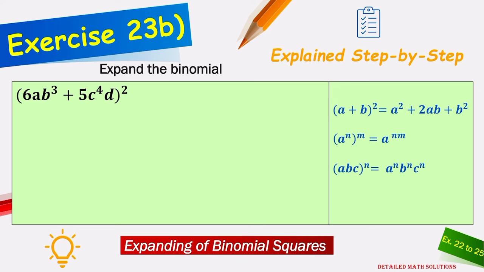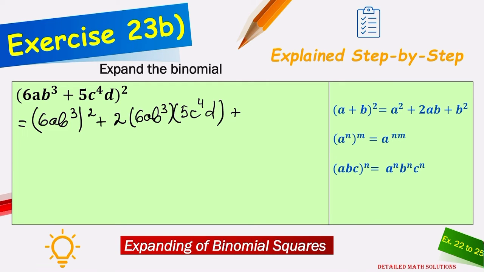Next exercise. Expand the binomial (6ab cubed plus 5c to the fourth power d) squared. This equals (6ab cubed) squared plus 2 times the first term, 6ab cubed, multiplied by the second term, 5c to the fourth d, plus (5c to the fourth d) squared.